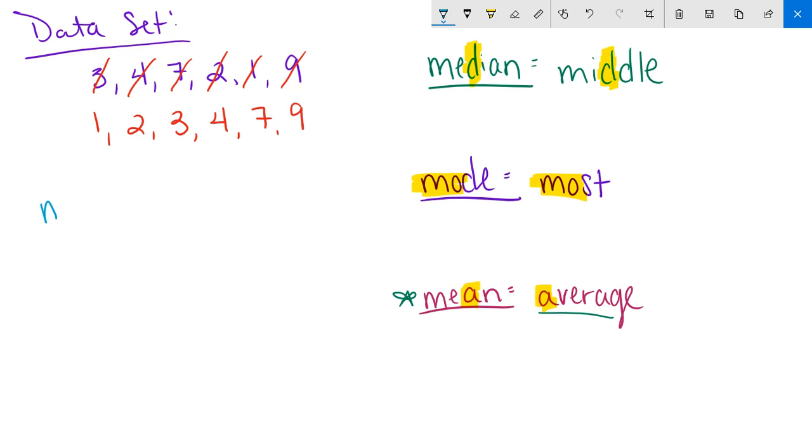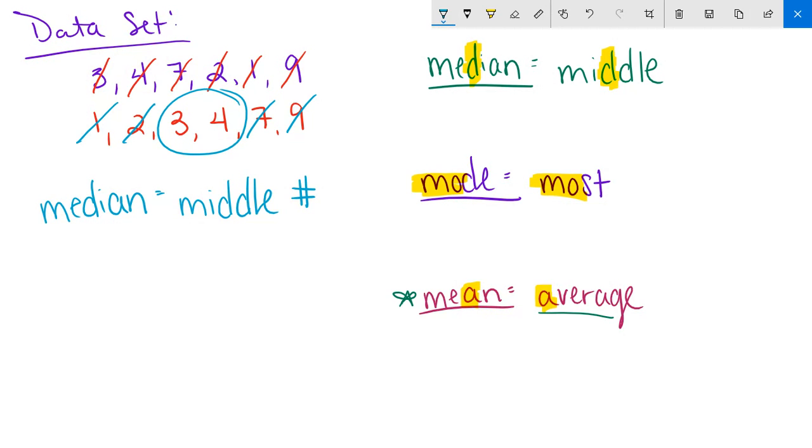So for the median, you are literally going to just find the middle number of the data set, if you guys recall. Okay, so I'm literally just going to cross off one on this side, one on this side, one on this side, one on this side. I have two numbers in the middle. It kind of becomes a little tricky.